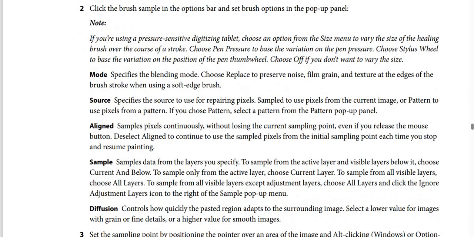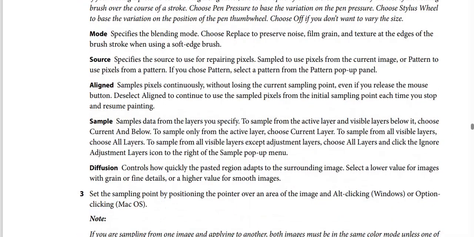And next option, source. Source means it specifies the source to use for repairing pixels, and sampled to use pixels from the current image, by the way, or pattern to use pixels from a pattern. And if you choose pattern, select a pattern from the pattern panel. And next option, aligned. Aligned means it samples pixels continuously and without losing the current sampling point, even if you release the mouse button, and deselect aligned to continue to use the sampled pixels from the initial sampling point each time you stop and resume painting.